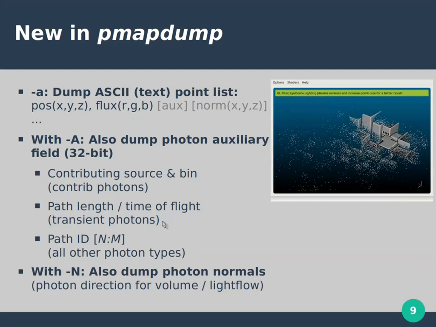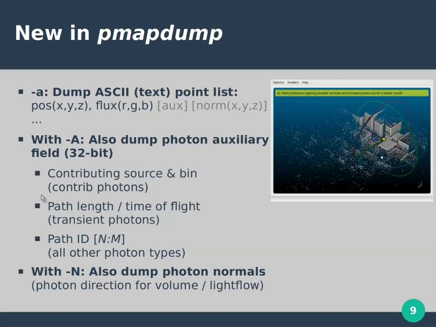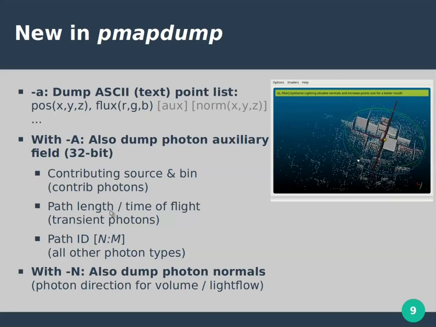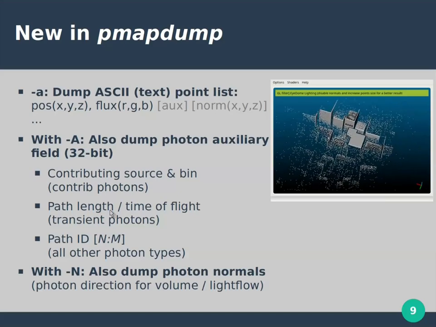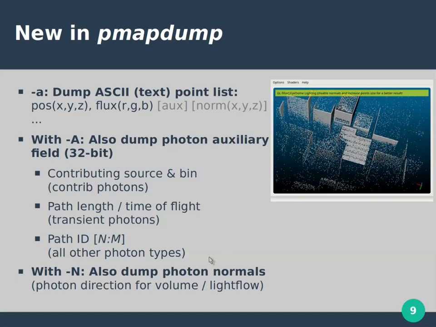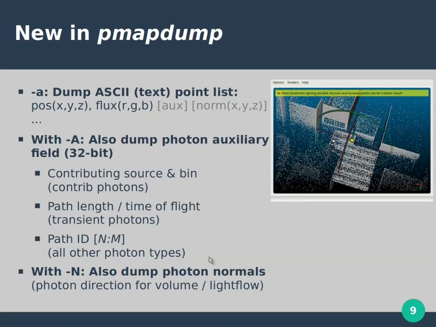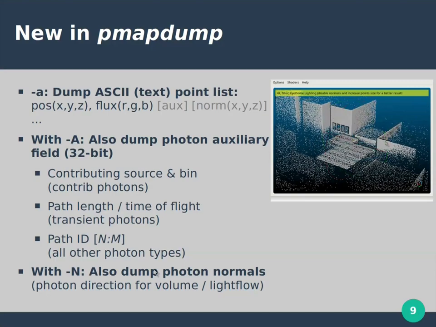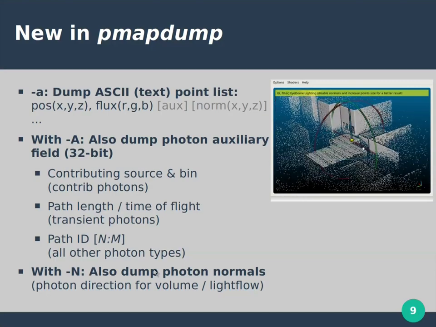In transient photons, it stores the time of flight, which, as I said, is actually the path length, which, if you know the speed of light, is just the time of flight. And for all other photon types, it's just a unique path ID, which, I don't know, might be useful if you want to identify a particular photon.